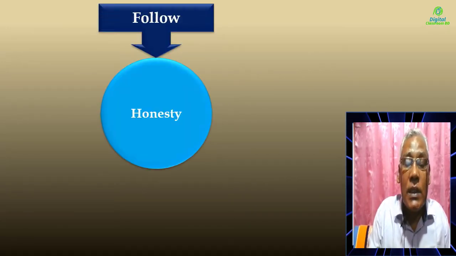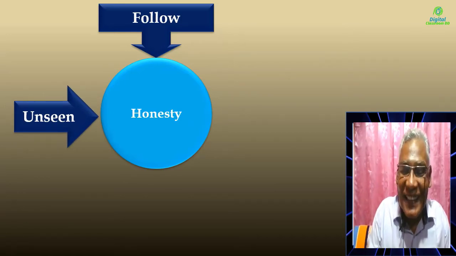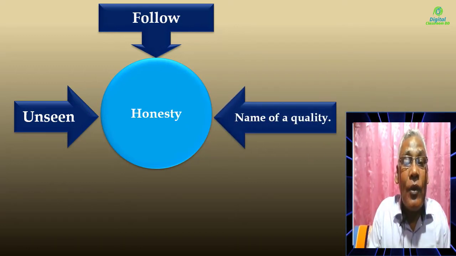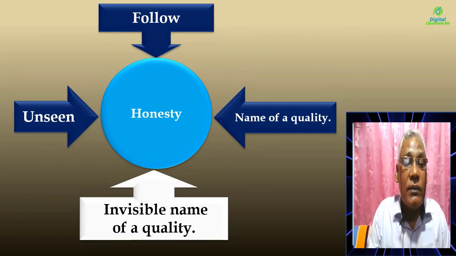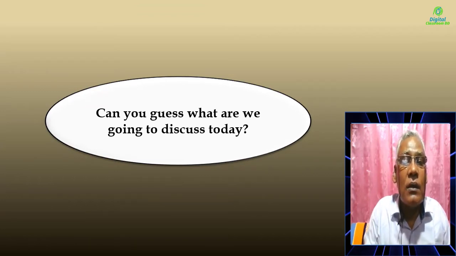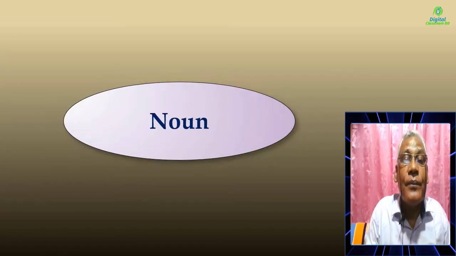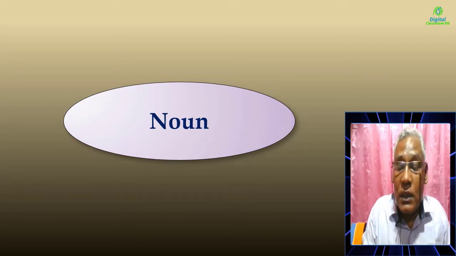Now follow, please. Honesty. Is it seen or unseen? Unseen. Okay, fine. Honesty is the name of a quality, an invisible name of a quality. So we have got two words, visible and invisible. Can you guess what we are going to discuss today? Yes, noun. We are going to discuss nouns.